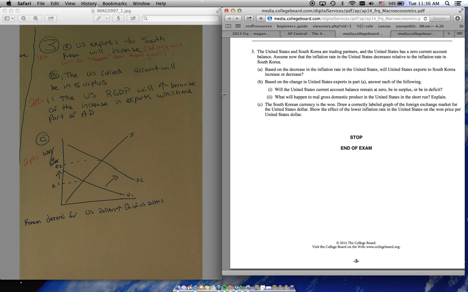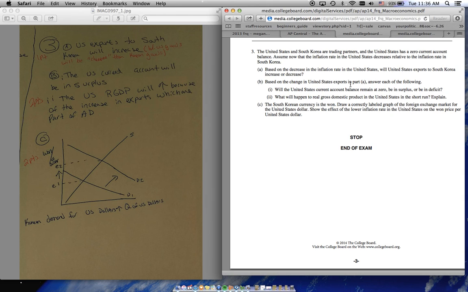decrease? So what we should see happen is that the U.S. exports to South Korea will increase because for South Koreans, the U.S. goods are cheaper because of the lower inflation rate. So they're going to be buying up all of our cheaper goods. So we're going to see this huge increase in our exports to them.